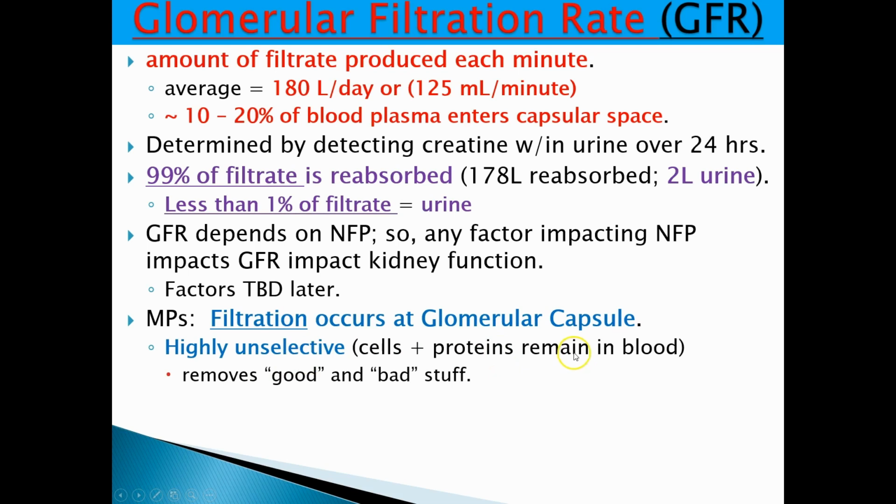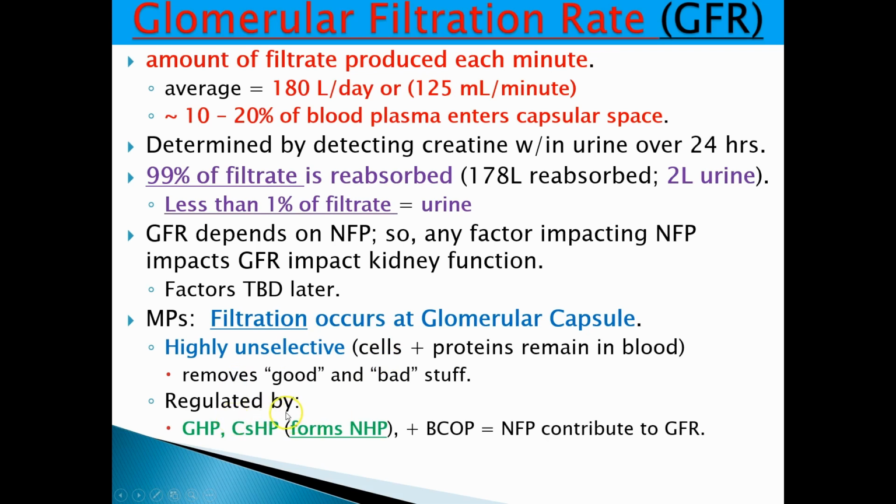Cells and proteins remain in the blood because we're dealing with fenestrated capillaries, but we are removing all the good and bad stuff. So wastes and toxins get removed, and even our amino acids, our triglycerides, things like that are going to get removed. Fatty acid chains, glucose.